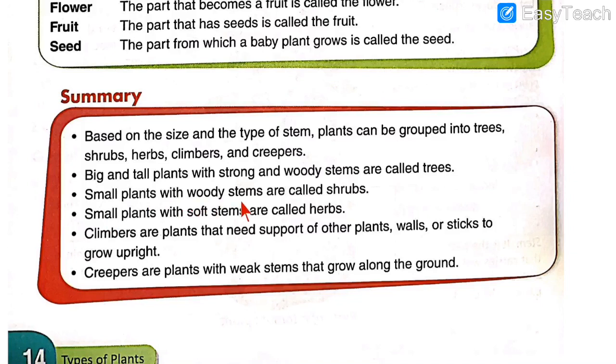Small plants with woody stems are called shrubs. Small plants with soft stems are called herbs. Climbers are plants that need support of other plants, walls or sticks to grow upright. Creepers are the plants with weak stems that grow along the ground. So this was the summary of the lesson. It includes all the important points which are covered in the lesson.